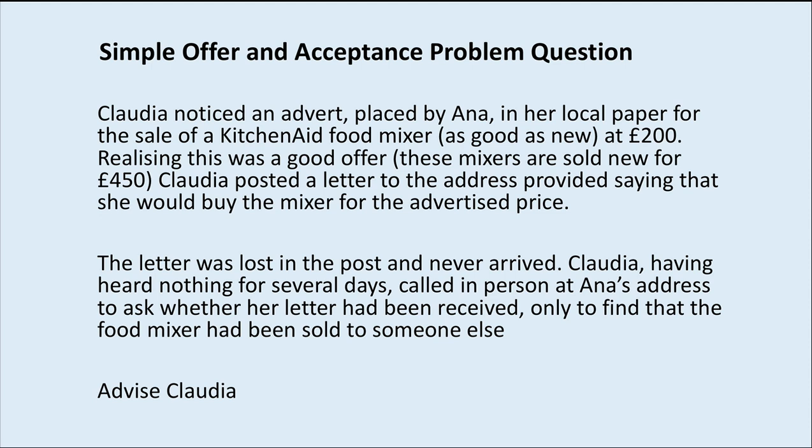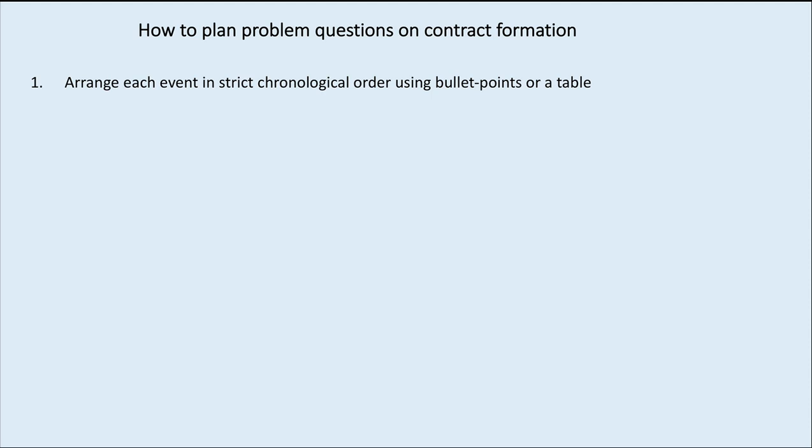Right, so let's have a look at how to plan problem questions on contract formation. The very first thing you should do is read back through the facts of the problem and then arrange each event as it takes place in strict chronological order. You could do this on a separate piece of paper using bullet points, or you could use a table, which is what I've done. I'll show that in just a moment.